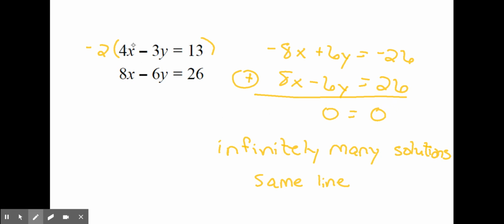Notice if I had multiplied by a +2 up here instead of a -2, I would have gotten 8x minus 6y equals 26. I would have gotten the exact same equation. So these are really the same equation. If we were to graph them both on the graph, it'd be the same line. There are infinitely many solutions.